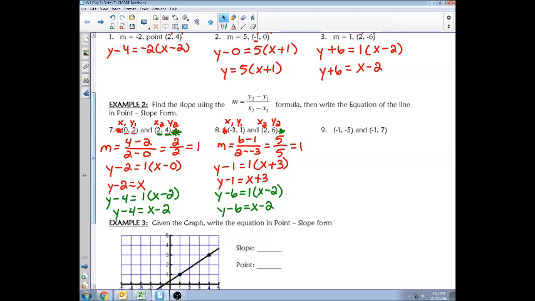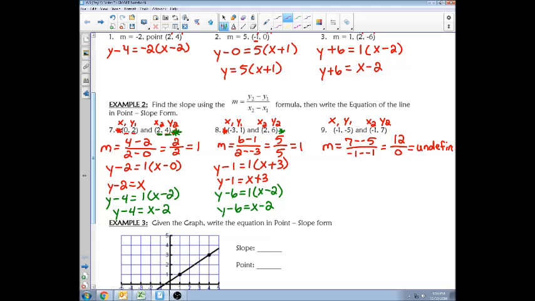Okay? Number 9. This one's a little bit different. Still going to look at x1, y1, x2, y2. Still going to try to find my slope first. So it'd be 7 minus negative 5 over negative 1 minus negative 1. Well, 7 minus negative 5 is the same thing as 7 plus 5, so that is 12. Negative 1 minus negative 1 is the same thing as negative 1 plus 1, so this is 0, which means my slope is undefined.